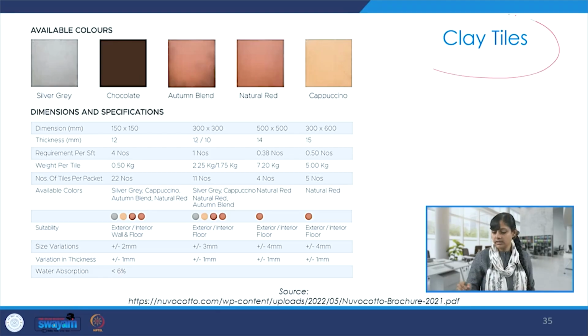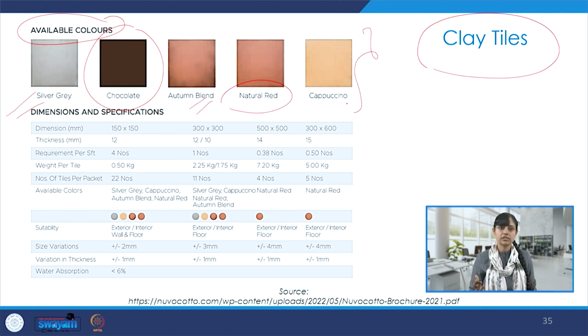Then we talk about clay tiles, and there are different colors in which these tiles are available. So it could be silver grey, chocolate, autumn blend, natural red, also something called cappuccino, which is quite interesting and popular. And there are different dimensions and specifications. So 150 cross 150, 300 cross 300. So this would be like 1 feet by 1 feet. 500 cross 500, 300 cross 600. So 1 feet by 2 feet.